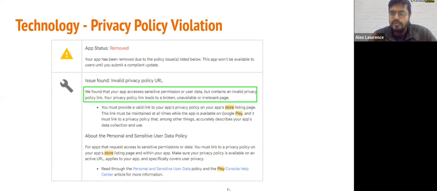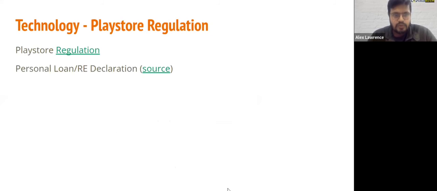Sometimes if the privacy policy link is down for some reason, you will be rejected for that reason as well. So you have to make sure the privacy policy link is always accessible from your app and from your website. So this is one reason. Go to the next one.